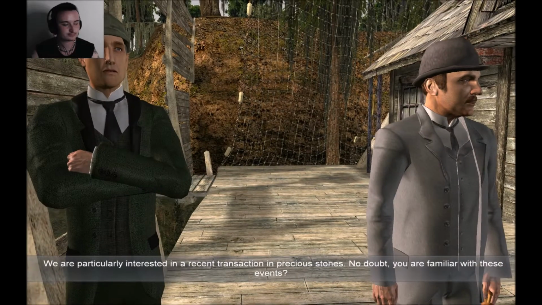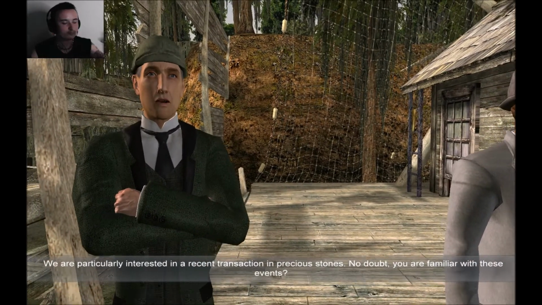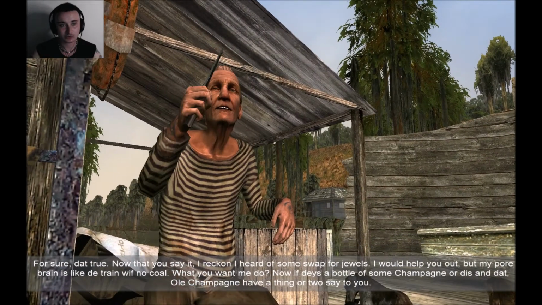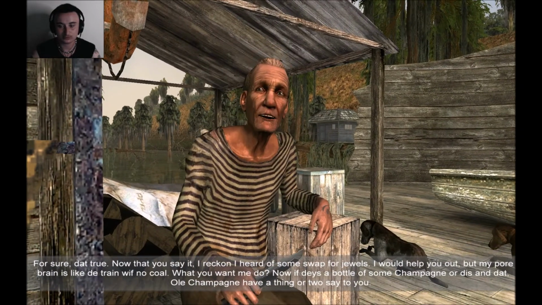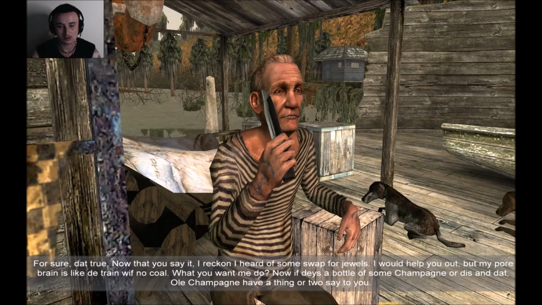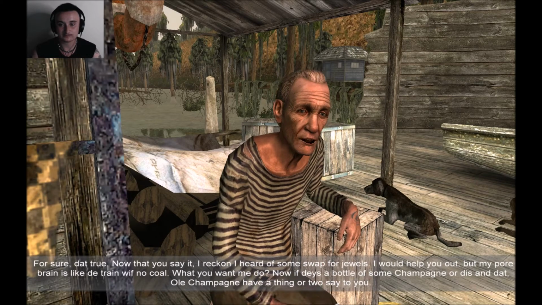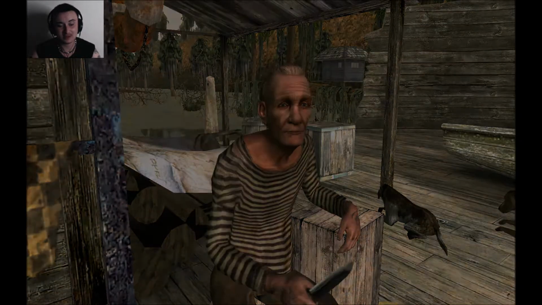We are particularly interested in a recent transaction in precious stones. No doubt you are familiar with these events. For sure that's true. Now that you say it, I reckon I heard of some swap for jewels. I would help you out, but my poor brain's like a train with no coal. What you want me to do? Now there's a bottle of some champagne. That old Champagne will have a thing or two to say to you. I got maybe half of that.